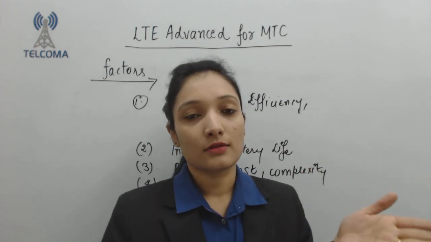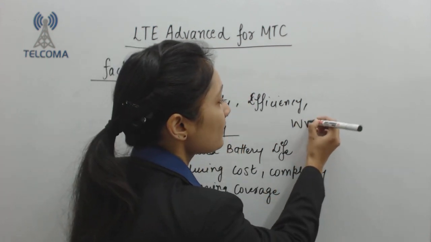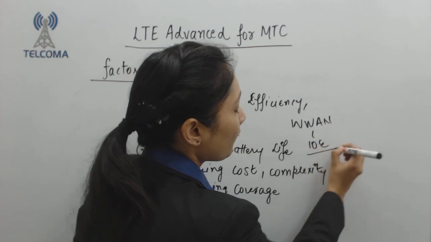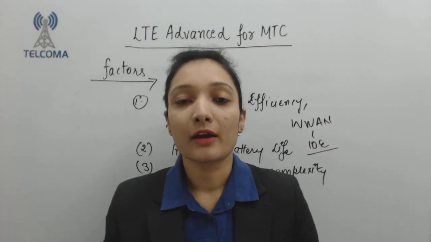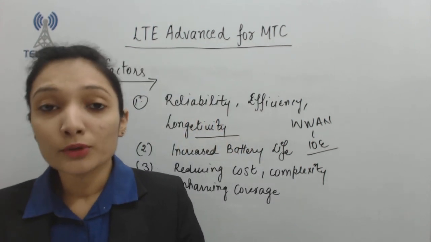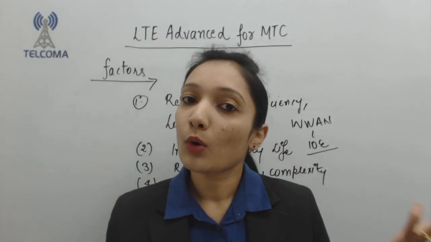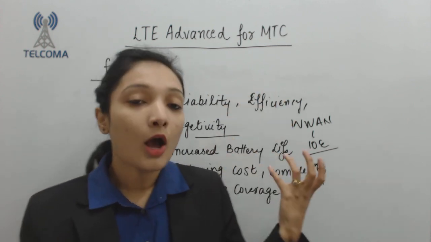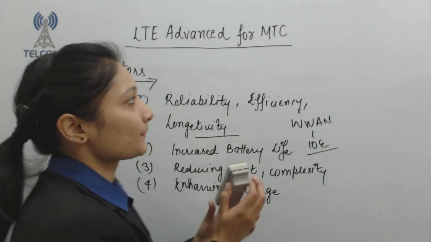So your 3G systems and your 4G LTE systems serve as the wireless wide area network for the Internet of Things. That means it will provide machine to machine type services like remote monitoring, remote controlling, automation and other OTT management services with the help of this optimized LTE for machine type communication.